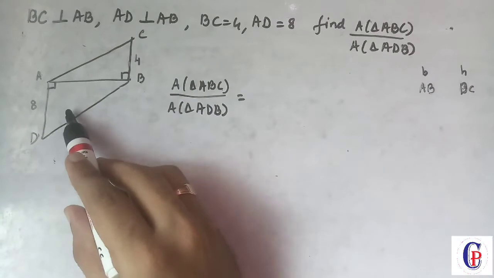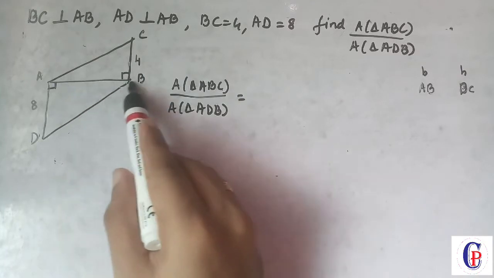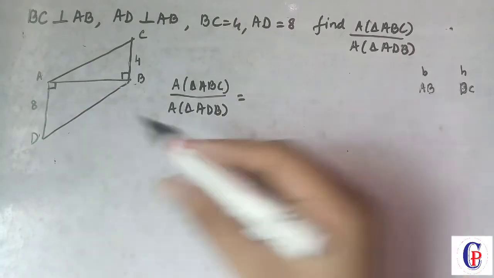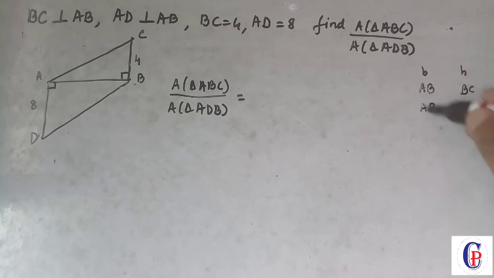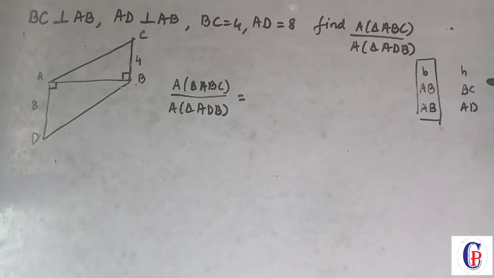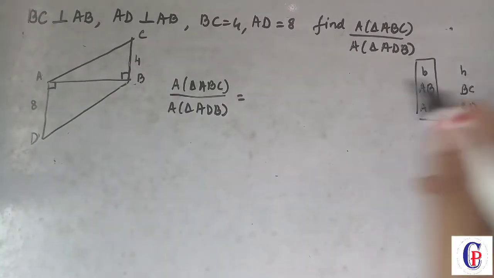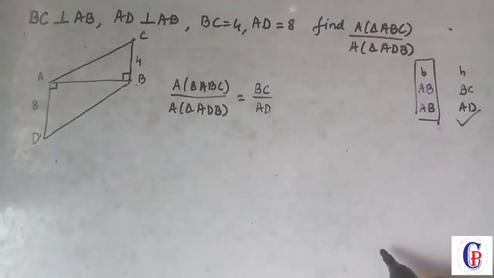Now let us move to the second triangle, which is ADB. For this triangle, AB is the base and AD is the height. Now here you can observe that the bases are the same. We have studied the property of the ratio of the areas of two triangles when the bases are the same: the ratio is equal to their heights. So you have to write this answer, that is BC upon AD.